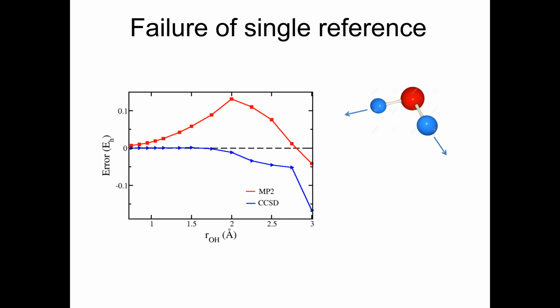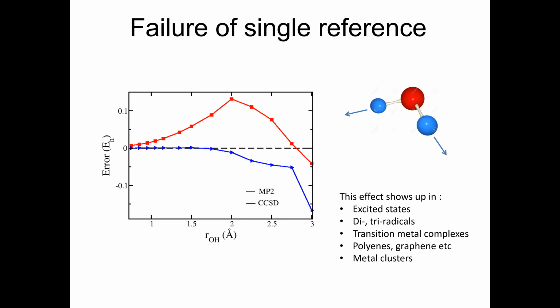Okay, but these are the most often used methods, the first thing one would learn in a lab, and they do fail. This is what I'm showing for a small molecule bond breaking. Similar effects show up for excited states, for diradicals, triradicals, transition metal complexes, polyenes, graphenes, metal clusters. Pretty much every interesting system, this single reference method falls apart. So you might even ask the question, what is it good for?